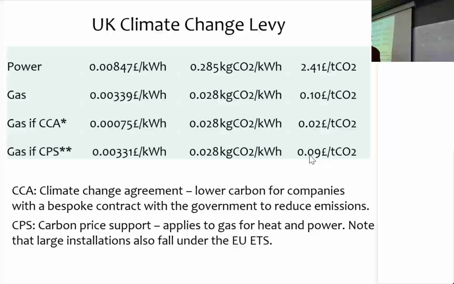Now, in order to make things more complicated, the government also introduced carbon price support, which implies that if you use the gas for heat and power rather than for another purpose, like making fertilizer or making plastics, then you pay an additional 0.00331 pounds per kilowatt hour. Emission coefficient is the same, so you pay another 9 pence per ton of CO2 emitted, right?